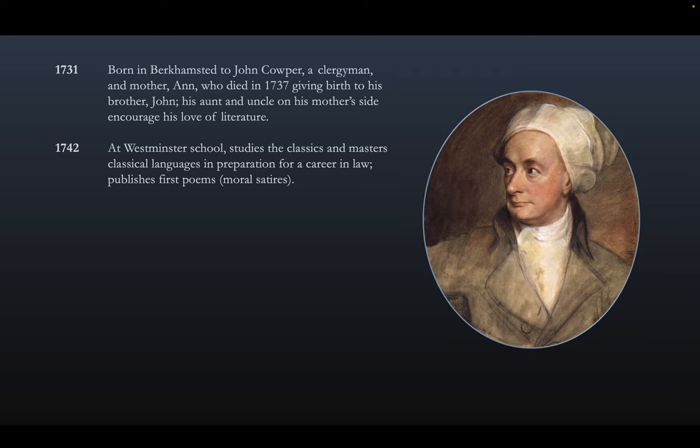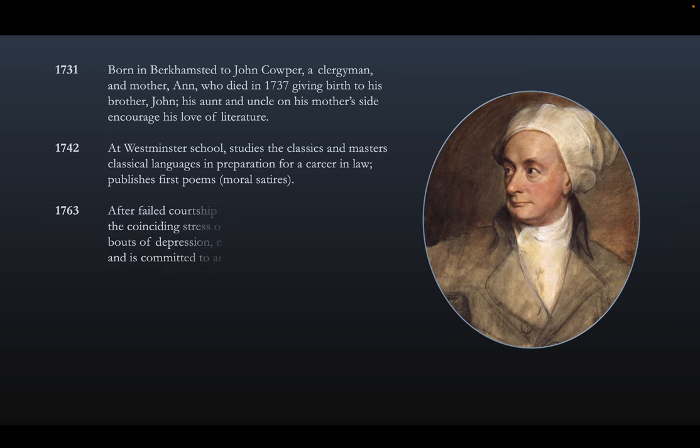And in 1742, he attends Westminster School and studies the classics and masters classical languages in preparation for a career in law. And at this time, he meets some friends and they have a magazine and he publishes his first poems at this time. They're moral satires, very much in the vein of early 18th century poems, like those of Pope, for example, or Arbuthnot.